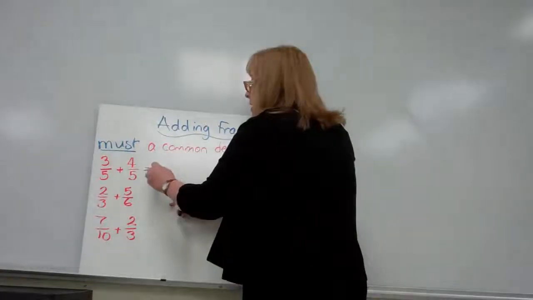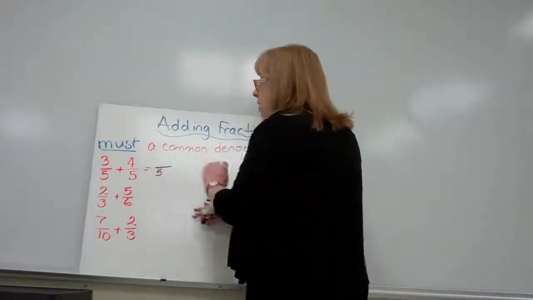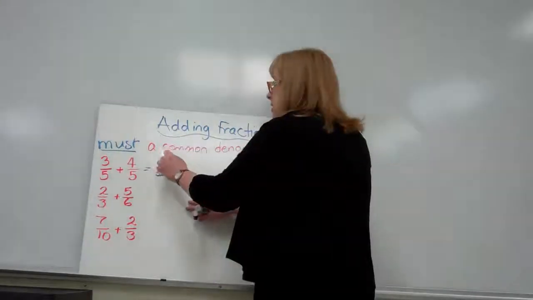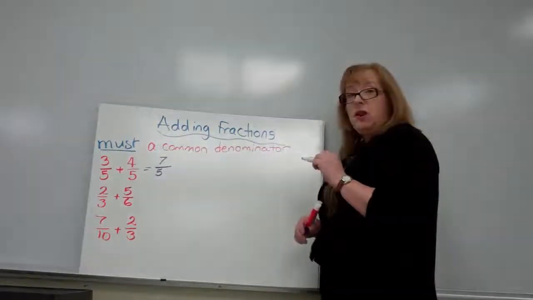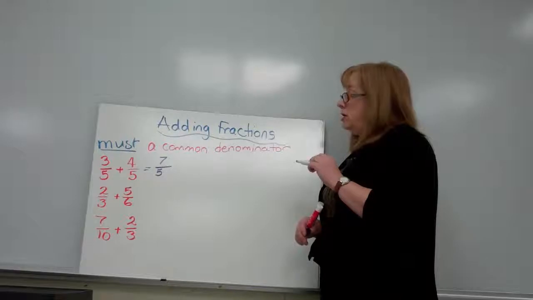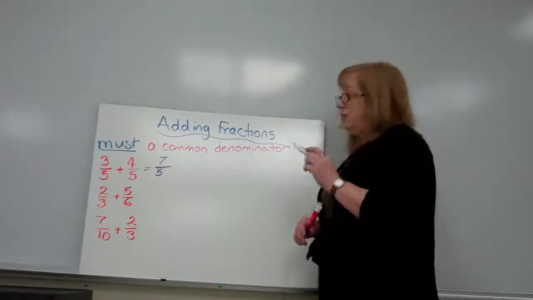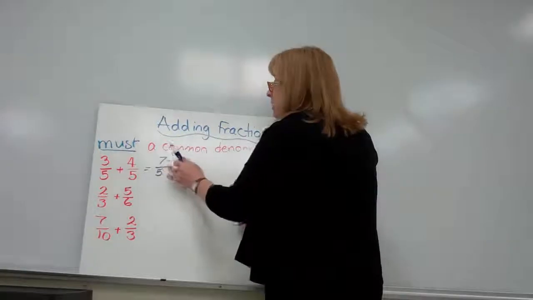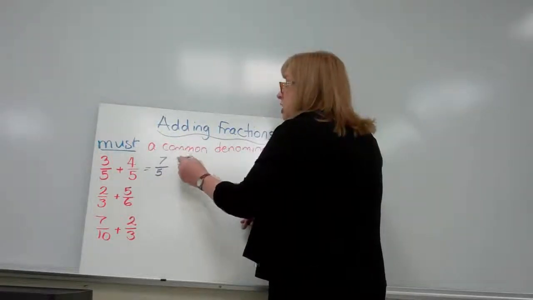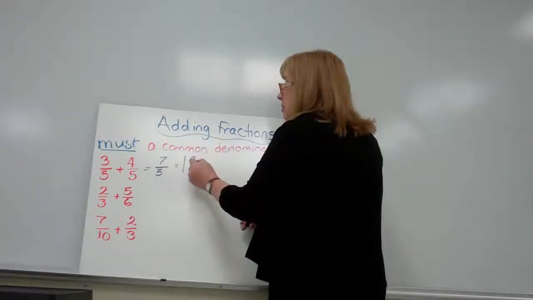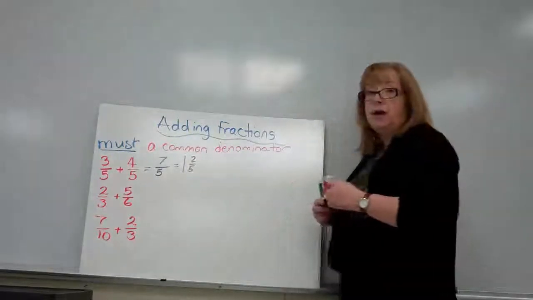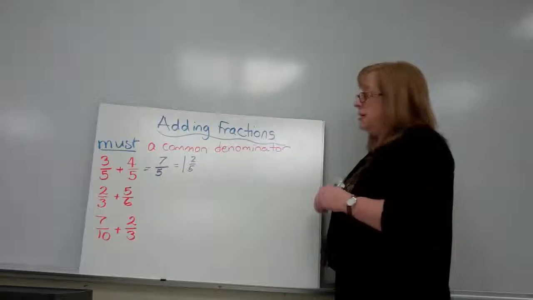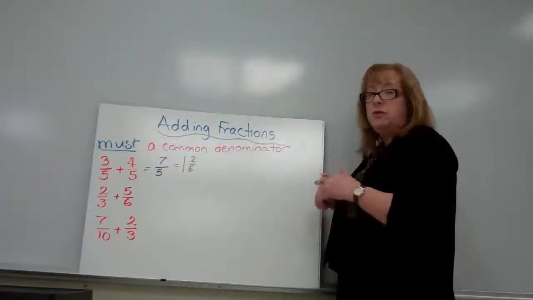So I simply leave the denominator alone as is and add the numerators. 3 plus 4 is 7. Now 7 over 5 will not simplify at all. 7 is a prime number, so nothing but 1 and itself will go into it. But I could change it if I wanted to a mixed number, and some teachers require that.